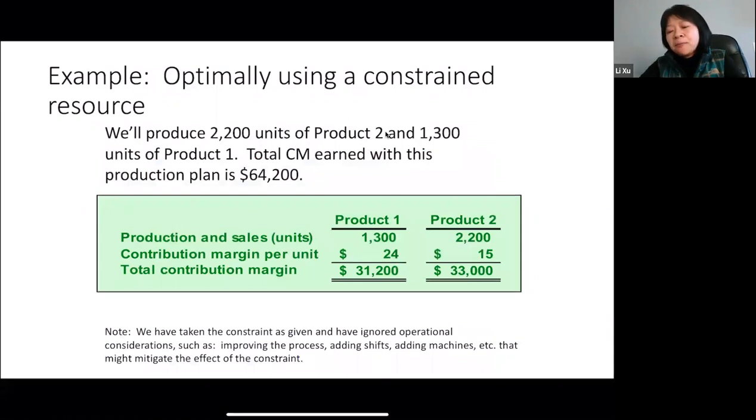This is just the presentation to show you the total contribution margin if we use our production schedule based on our calculation. Here you produce 2,200 units of product 2, and the contribution margin is $15 per unit. Then you also produce 1,300 units of product 1, with a contribution margin of $24 per unit. So this is the total contribution margin you have based on your optimal production schedule. Okay.